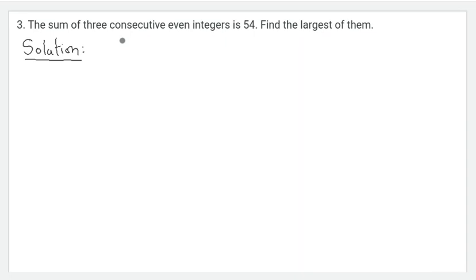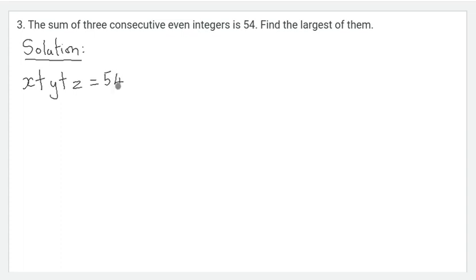So we have 3 numbers. Let's label them. Not just 3 numbers, 3 even integers. We have to note that. So let's label the first even integer as x, the second even integer as y, and the third even integer as z. So x plus y plus z would give you 54 according to the question.